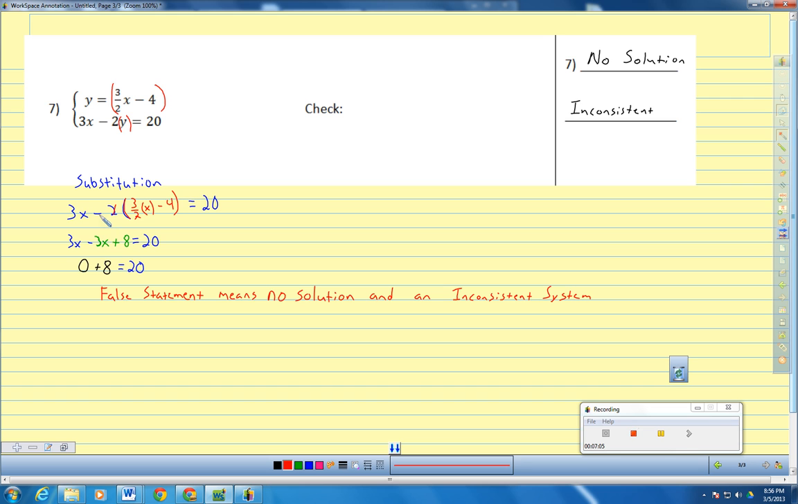I got to consider that that's like saying a negative 2 times a negative 4. I get 3x minus 3x, which is 0. My x's are now gone. I'm left with a statement of 8 equals 20, right? 0 plus 8, which is 8, equals 20. I know that's not true. That's a false statement. So that means no solution and an inconsistent system. Okay?